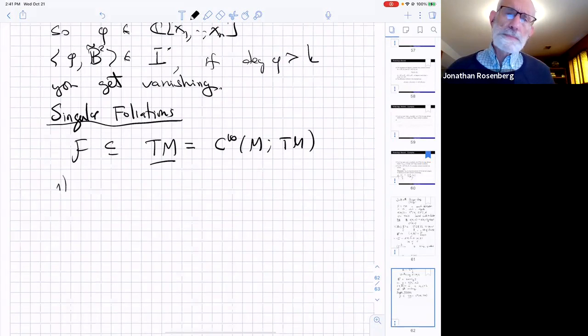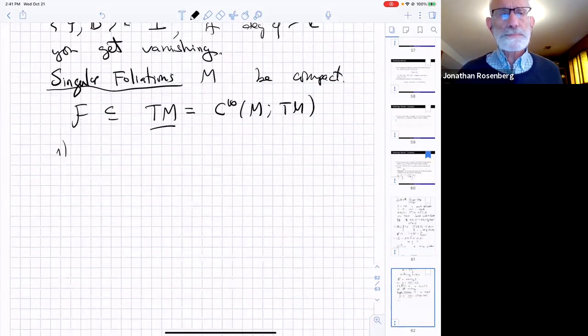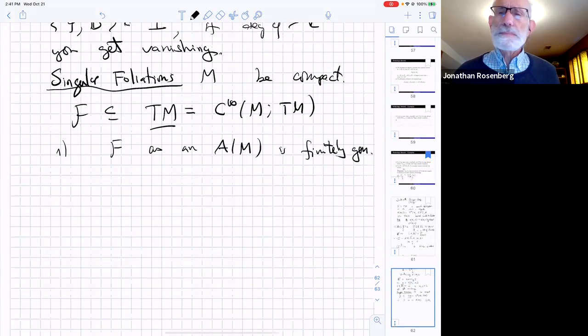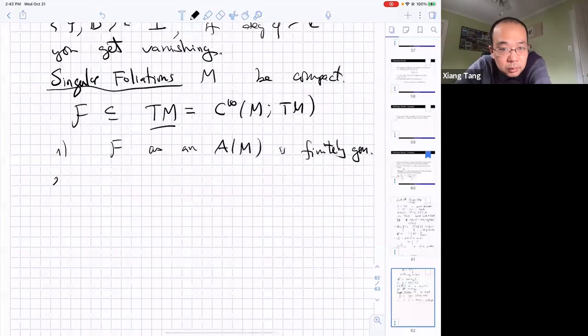And you require not too much. I'm going to let M be compact again for simplicity. I'm just going to require the F twiddle as an AM module, where AM is again just the functions on M, is finitely generated. So this, Stefan and Sussman, is enough to actually have well-defined leaves, to basically be able to integrate F. Is there a question?